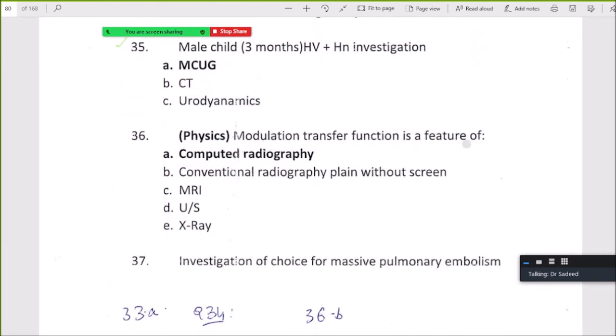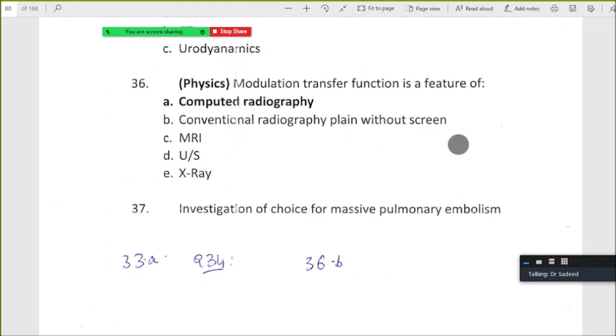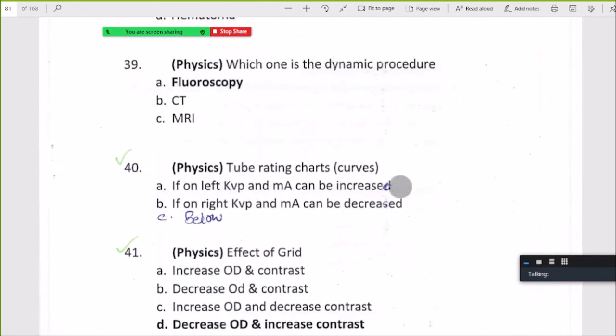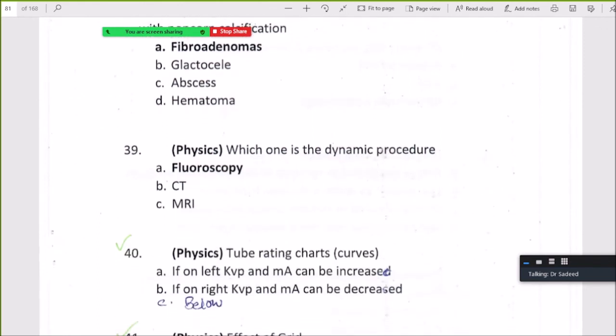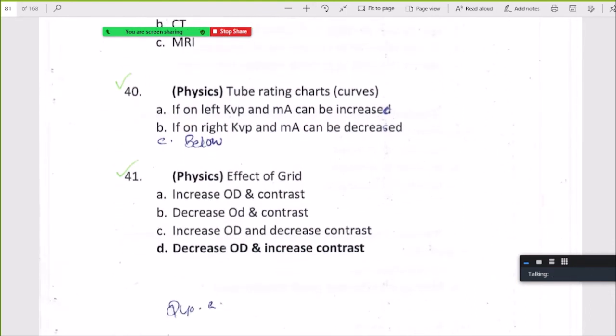36. Modulation transfer function MTF is a feature of conventional radiography, plain without screen. 37. Investigation of choice for massive pulmonary embolism, CT angiography. 38. A young female having mobile, well-defined lump in the breast with popcorn calcification, fibroadenoma. 39. Which one is the dynamic procedure? Fluoroscopy. 40. Tube rating charts, curves: below and to the left is safe. 41. Effects of grids: they increase optical density and contrast.